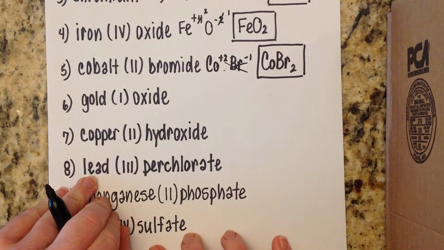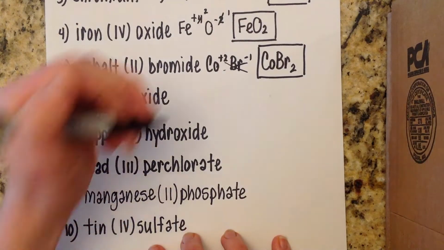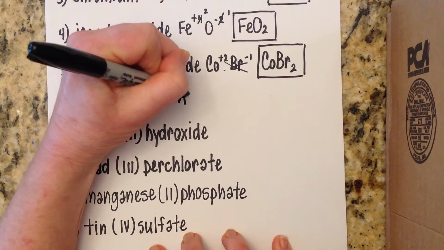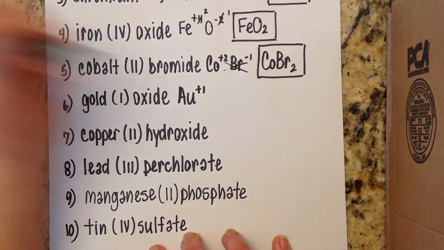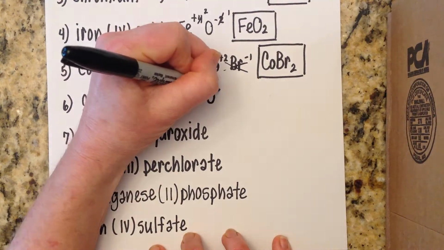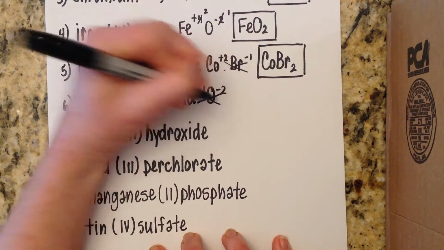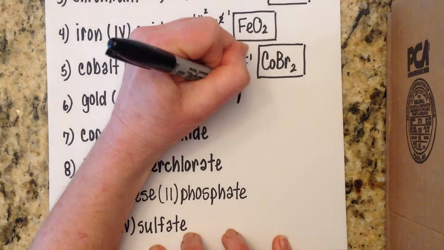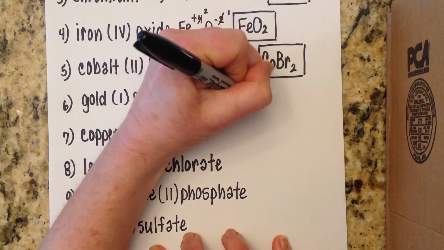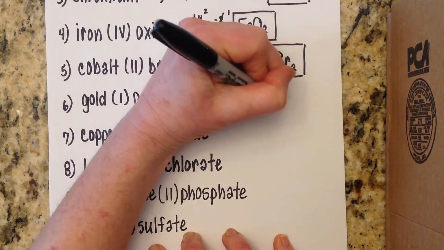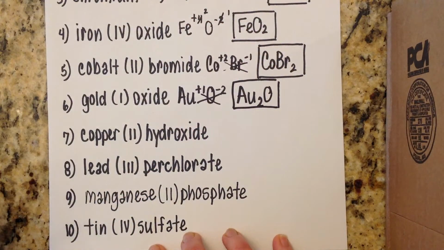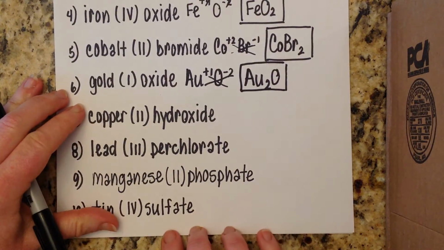Number 6, gold-1 oxide. Gold is Au +1. Oxide is O -2. Crisscross, Au2O. I know, these are fun, right? I love them. All right, let's look at number 7.